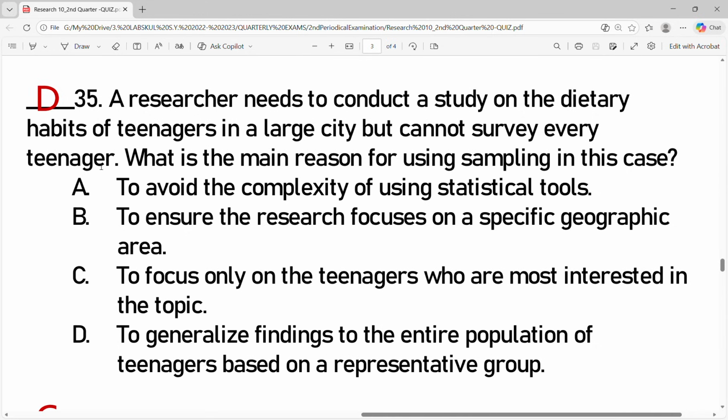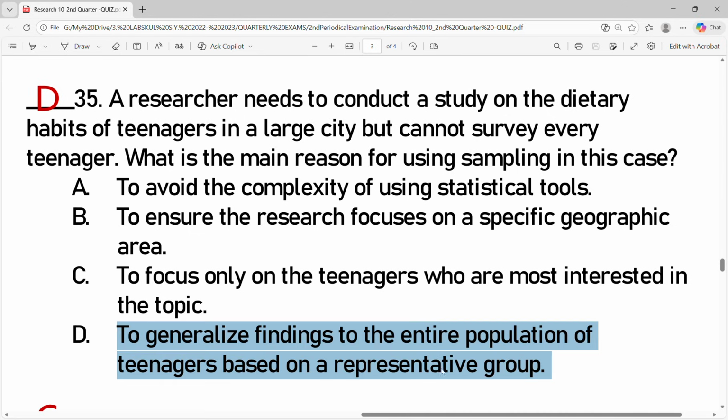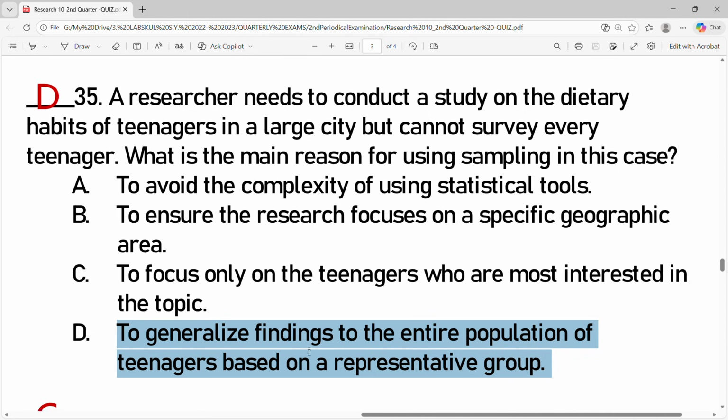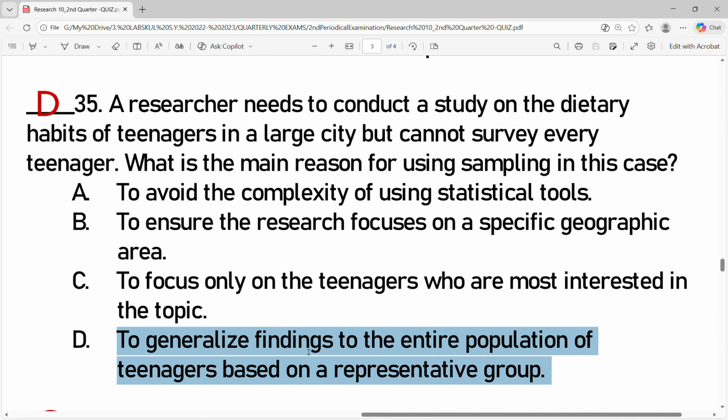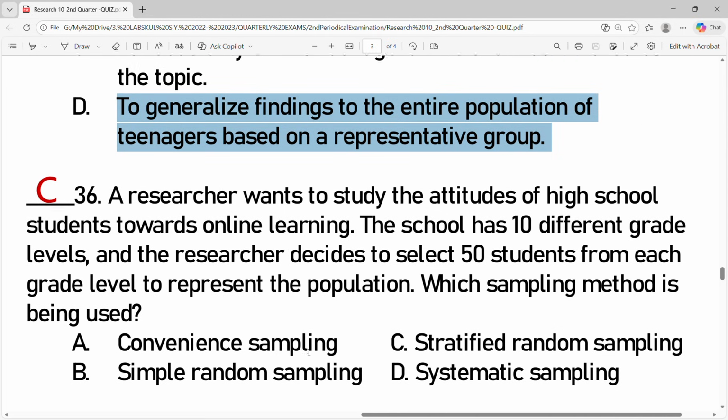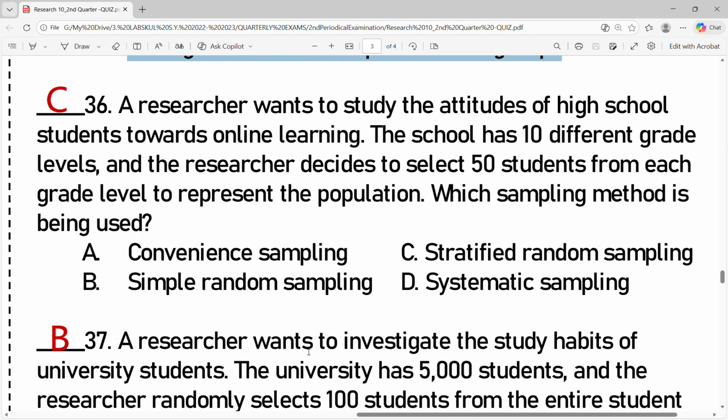Number 35, a researcher needs to conduct a study on the dietary habits of teenagers in a large city but cannot survey every teenager. What's the main reason for using sampling in this case? So the answer here is letter D, to generalize findings to the entire population of teenagers based on the representative group, or the sample that we have taken.